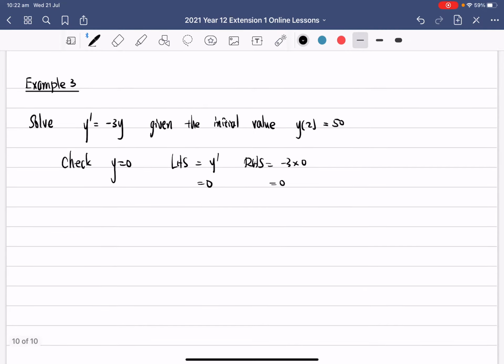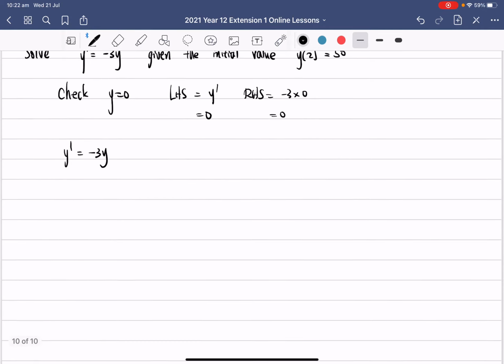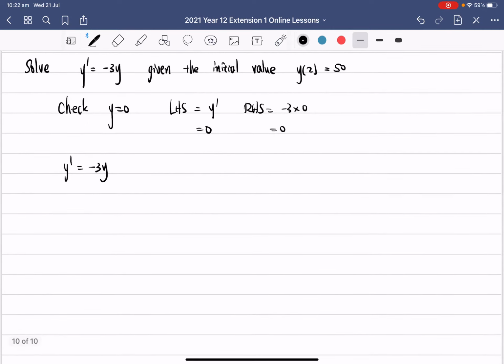Okay, once we have finished that, then we can start to solve this differential equation to find a particular solution where y(2) is equal to 50. All right, so dy over dx is equal to minus 3y. dx over dy is minus 1 over 3 times 1 over y. So x is equal to minus 1/3 ln y plus c.